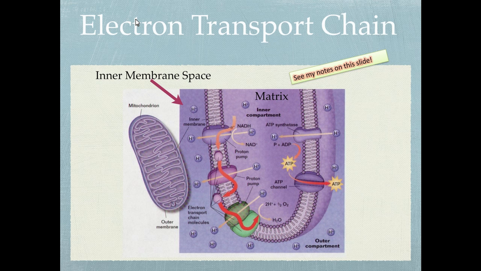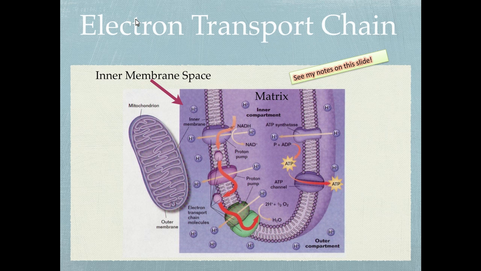That energy is used to power hydrogen pumps, or hydrogen ion pumps. So you have hydrogen ions on the inside of the mitochondria, which is known as the matrix. The proton pumps, or hydrogen pumps, use the energy from falling electrons to pump hydrogens outside of the mitochondrial matrix into what we call the inner membrane space.